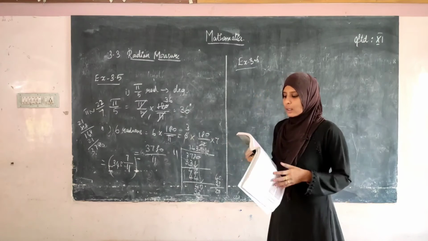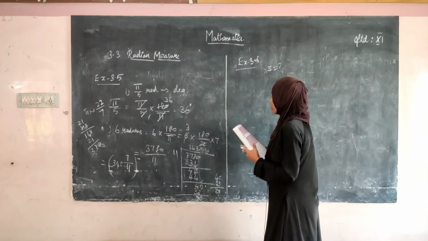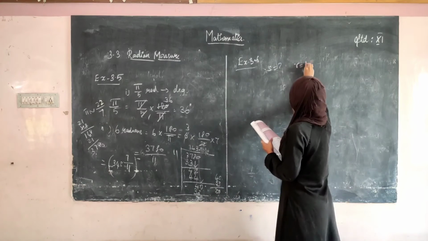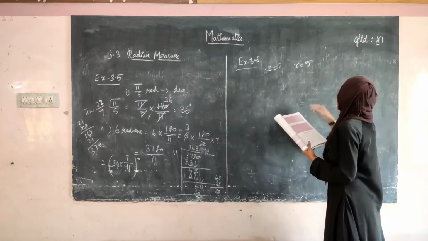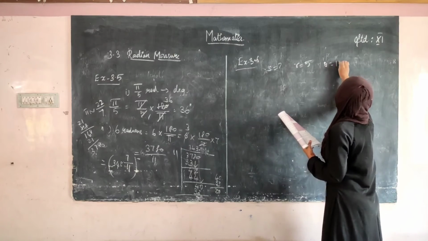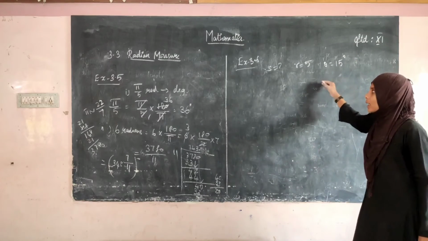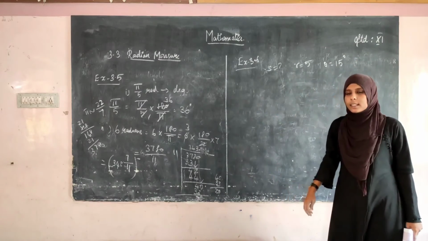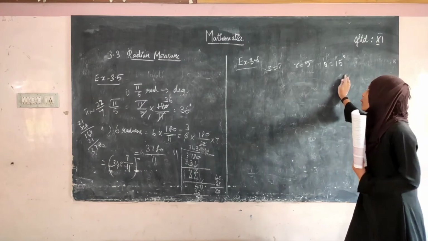3.6. Find the length of the arc, that is, we have to find S. Length of the arc of radius R equal to 5 centimeters, subtending a central angle theta equal to 15 degrees. See, it is given in degrees, so we can't do any operation like multiplying when it is given in degrees. Therefore, you have to change this to radian.